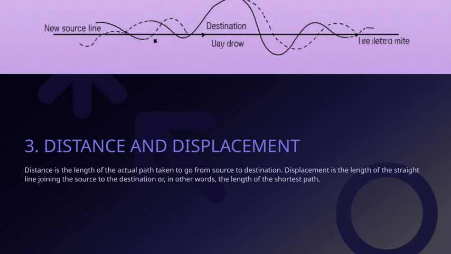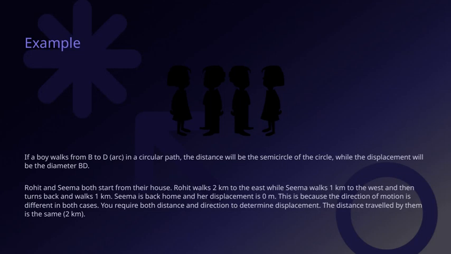The key takeaway here is that distance accounts for the entire journey, while displacement focuses only on the initial and final positions, regardless of the path taken. These concepts are fundamental because they help us understand motion more clearly, especially when analyzing real-world scenarios or solving physics problems. Let's look at Rohit and Seema starting from their house. Rohit walks 2 kilometers to the east. Meanwhile, Seema walks 1 kilometer to the west, then turns back and walks 1 kilometer again.